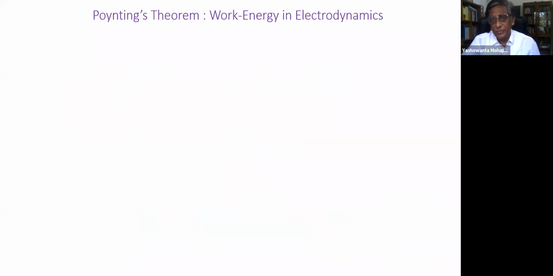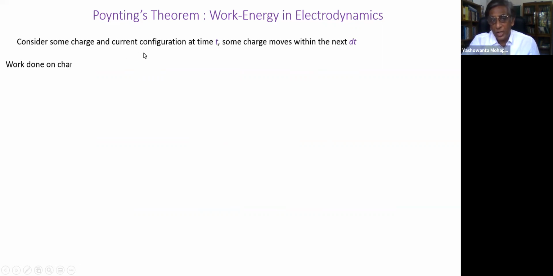Now, Poynting's theorem is a theorem about work energy in electrodynamics, just like we had the work energy theorem in mechanics. So this is the work energy theorem for electrodynamics. Let's consider some charge and current configuration at time t, and some charge moves within the next dt. Then we want to find out what is the work done on charge q in that current and charge configuration which stores E and B energy.